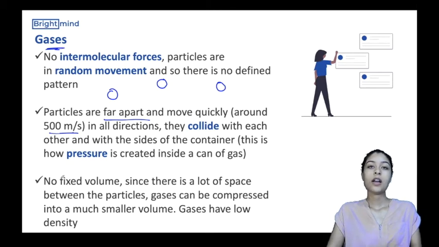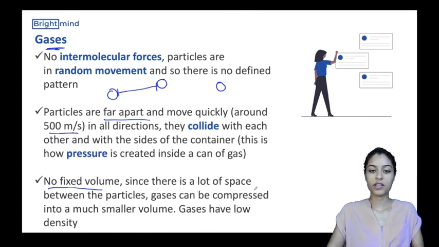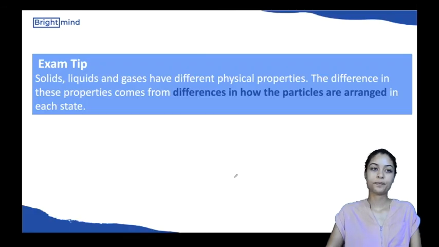Okay, and gases have no fixed volume. So since there's a lot of space in between the particles, gases can be compressed to a much smaller volume, and they have a low density. So compared to solids and liquids, gases have the lowest density.